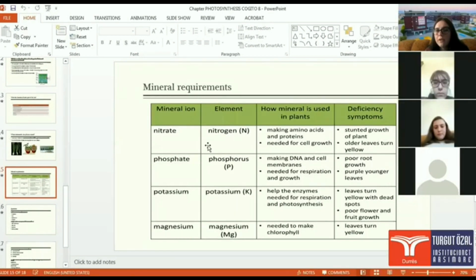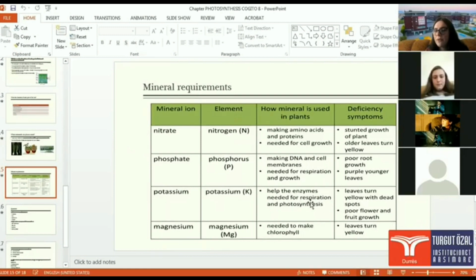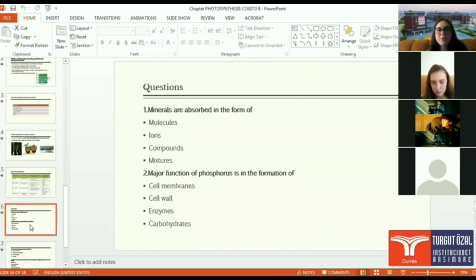You have to know how each mineral is used in plants. Nitrate helps to make amino acids and proteins. It is needed for cell growth. Phosphate is to make DNA and cell membrane. All right? Potassium helps the enzymes needed for respiration and photosynthesis. Also, magnesium is needed to make chlorophyll. This is very important to know. Please don't forget this one because it's important. Now, let's do some questions about this.